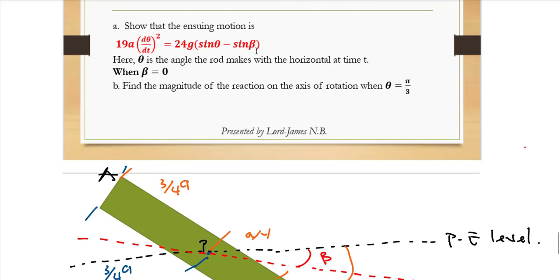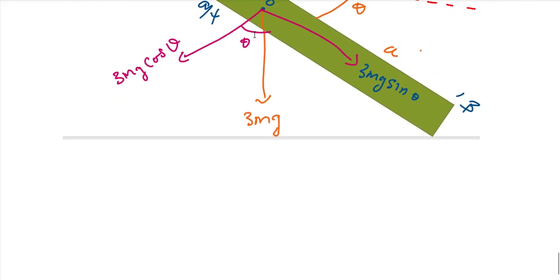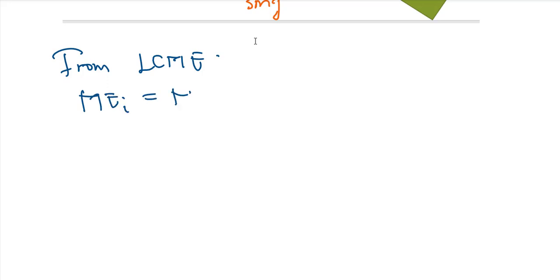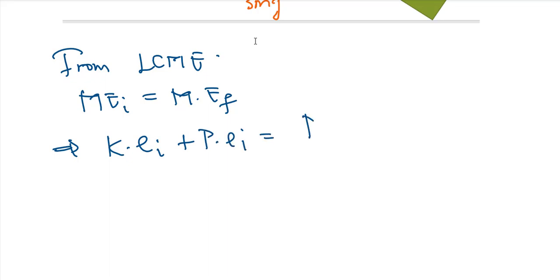we are going to conserve energy on the system. What do we mean? The law of conservation of mechanical energy states that the total mechanical energy of a system is constant. That is, the initial mechanical energy of the system should be equal to the final mechanical energy. Mechanical energy is the sum of the kinetic energy and the potential energy, so KE initial plus PE initial should be equal to PE final plus KE final.